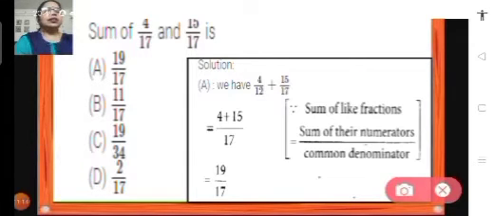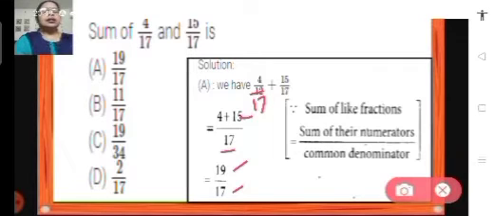Both the fractions have the same denominator, 17: 4 upon 17 plus 15 upon 17. So, we take 17 as the common denominator and we will add the numerators. So, 4 plus 15 upon 17. 4 plus 15 becomes 19 and 17 is the denominator, isn't it?